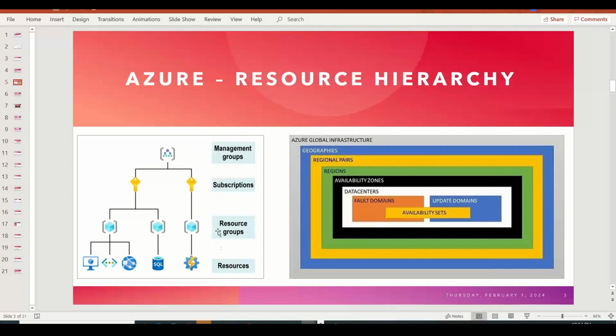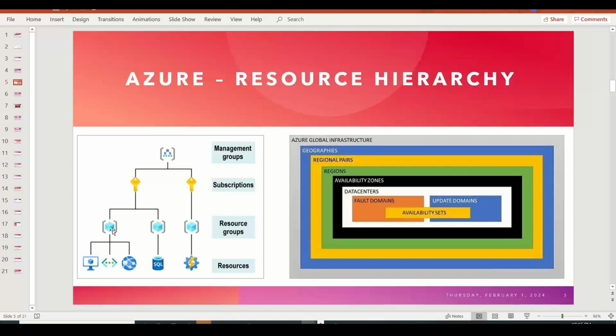And this is how the resource hierarchy looks. You have a management group. This is mainly needed when you have more than 2 or 3 subscriptions and you want to have governance policies and practices applied from a centralized location. And you have something called resource groups, where you group the resources based on the department or environment, or based on your organizational strategy.